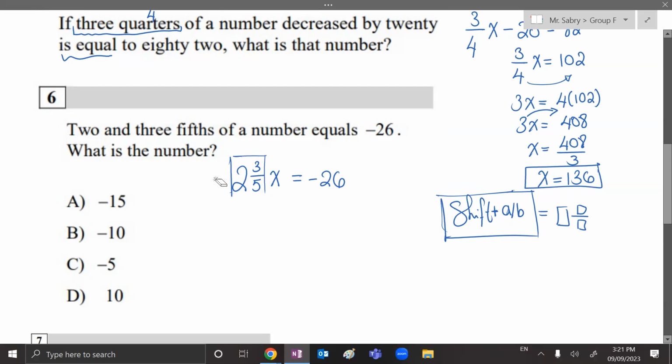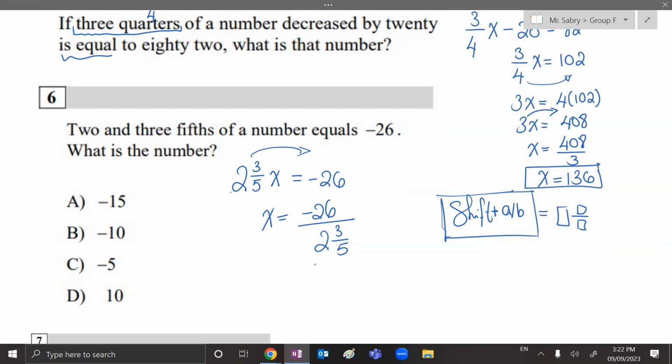Now if I want to move the 2, 3 over 5, which is times the x, it goes to the other side divided by negative 26. So the negative 26 is the number that's divided by 2, 3 over 5. What was the answer then? Negative 1 over 2, negative 1 over 2.